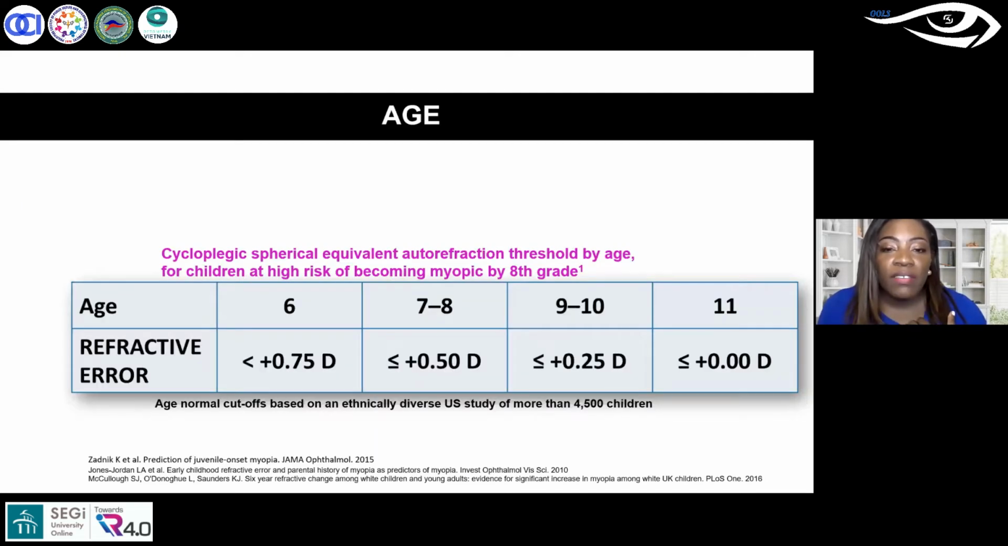Carla Zadnik and others did a great job identifying, by age, children that are at high risk of becoming myopic by the 8th grade. So you see even a 6-year-old being hyperopic is at great risk of becoming myopic. So definitely my patient, I'm just going to call him Sammy because that's my dad's name. Yes, even for him, we definitely want to initiate treatment.